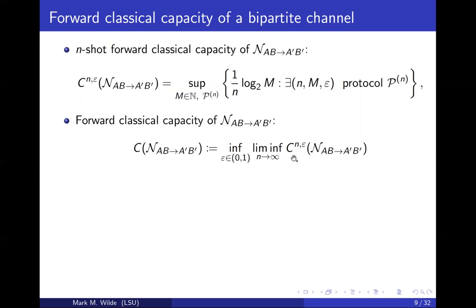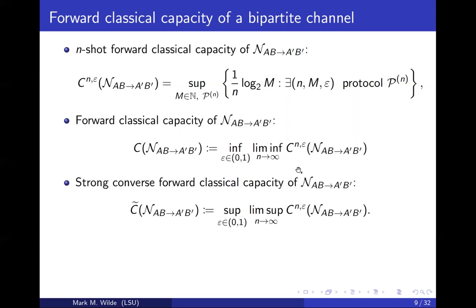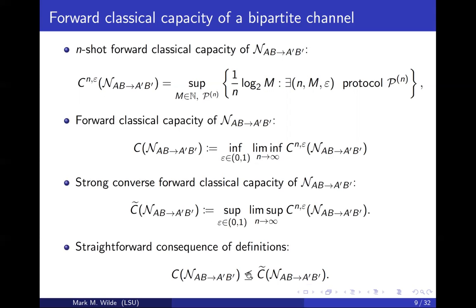And then the forward classical capacity, we define it in the same compact way by taking limits. And again, this is intuitively the maximum rate at which you can send classical information in the forward direction from Alice to Bob by making use of the bipartite channel many times, such that the error probability tends to zero as the number of channel uses becomes large, okay? That's the intuitive description. This is the compact math. Again, we have a strong converse. We flip the infs to sups, and then this property holds, directly from the definitions, that the capacity is less than the strong converse capacity.